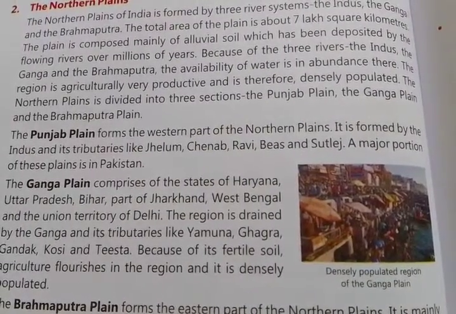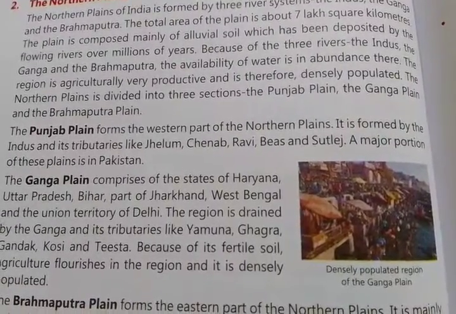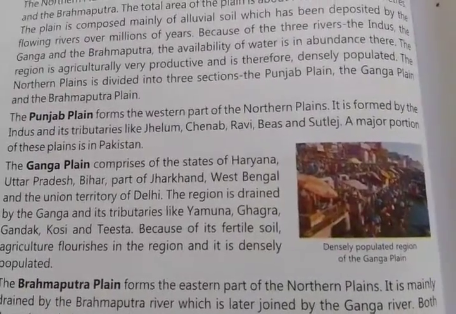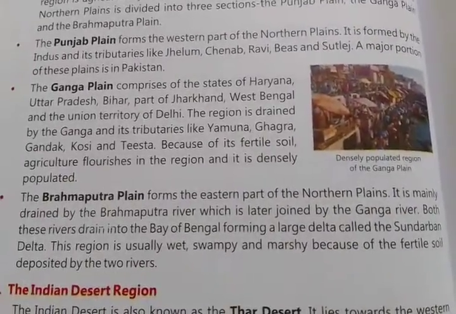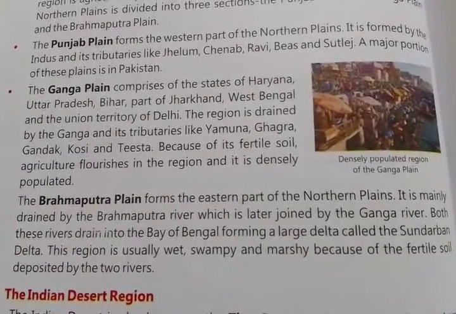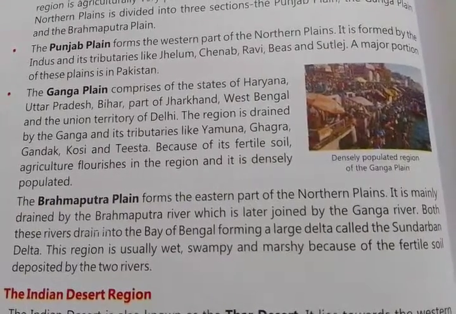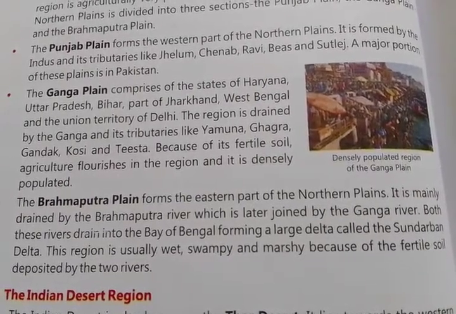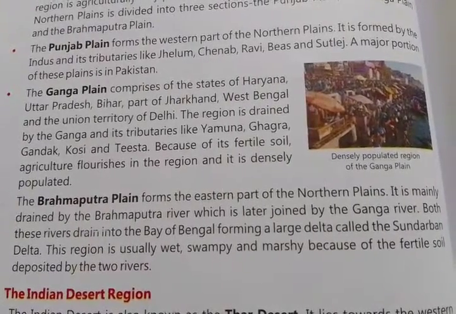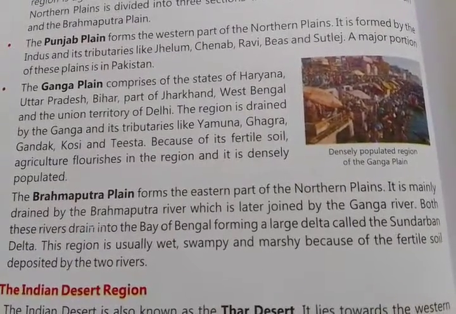The northern plains are divided into three sections: the Punjab plain, the Ganga plain and the Brahmaputra plain. The Punjab plain forms the western part of the northern plains. It is formed by the Indus and its tributaries, like Jhelum, Chenab, Ravi, Beas and Satluj. A major portion of these plains is in Pakistan.